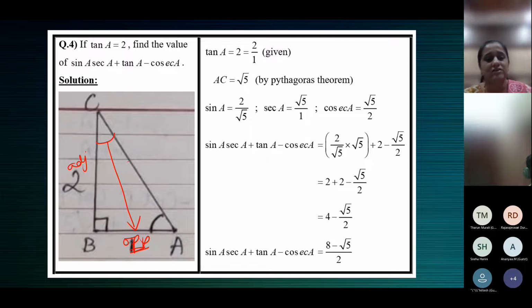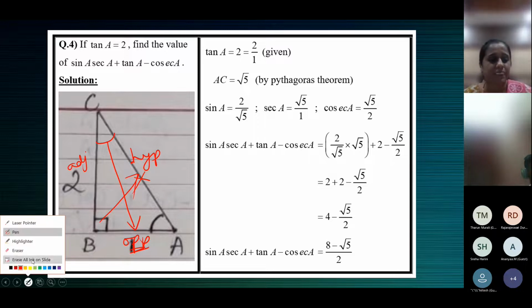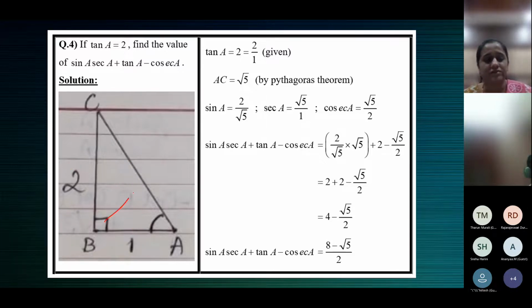Now you will say this side is also adjacent to C. No, this is already the hypotenuse. So one of the three sides is the hypotenuse, and you will have to decide only between the two remaining sides. For angle C, this is the opposite side, so this becomes the adjacent side.